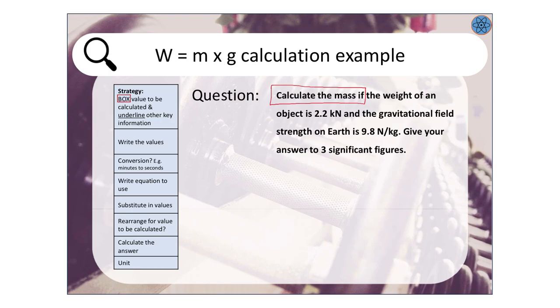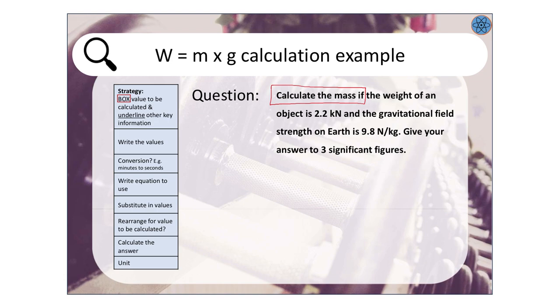Hello, today we're going to go through how to calculate weight using the equation W equals m times g. This follows on from a previous video where we introduced the equation. So let's just read the question. Calculate the mass if the weight of an object is 2.2 kilonewtons and the gravitational field strength on Earth is 9.8 newtons per kilogram. Give your answer to three significant figures.